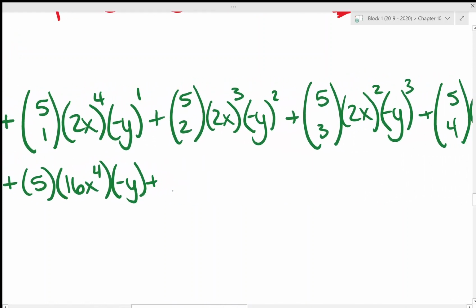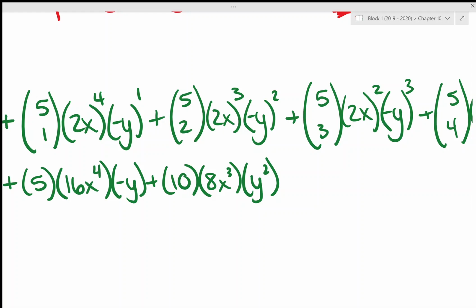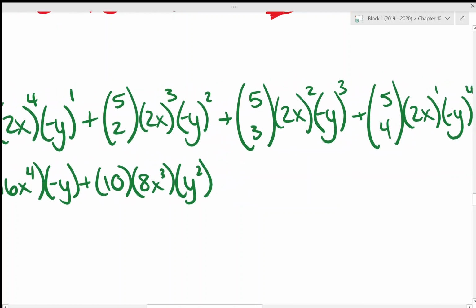Now 5 above 2 was 10. 2x to the 3rd is really 8x to the 3rd. Now negative y squared, it's negative y times negative y. So now it's positive y squared. A lot of people tend to forget to put the power with the variable. And also they forget when it's negatives. If it's an even power, it's positive. If it's an odd power, it's negative.